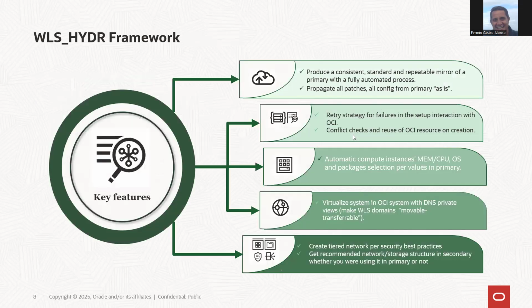In terms of features, the framework is intended to be reliable in creating that mirror copy of your primary. It produces that secondary in a consistent and repeatable process. Since it's based on a full copy of your primary, it's going to propagate all the patches, all the one-offs, and all the config as you had it in primary. This is a key aspect, because it's not like we are creating a stack based on precise binaries in secondary that could differ from whatever you have in your primary and production system. No, we're going to replicate exactly your production system as it is.